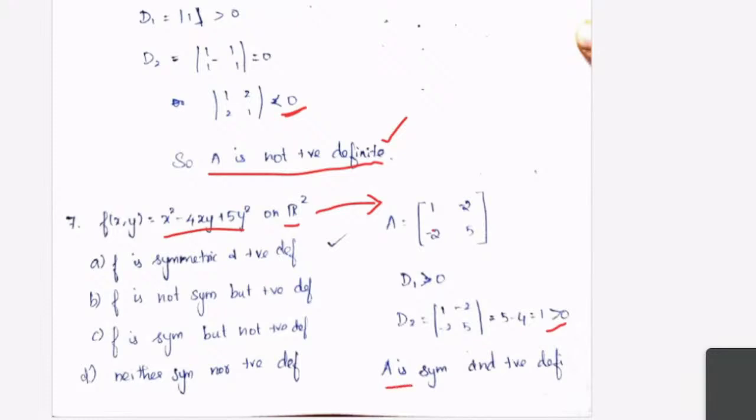Hence, we can say that A is a positive definite matrix. And also, we know that any quadratic form can be written in the canonical form, where this matrix is always symmetric. All the non-diagonal elements will be the same on both sides. So hence we can say that F is both symmetric and positive definite. So option A is correct.